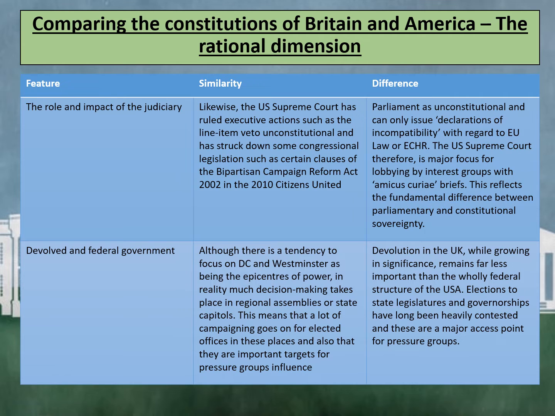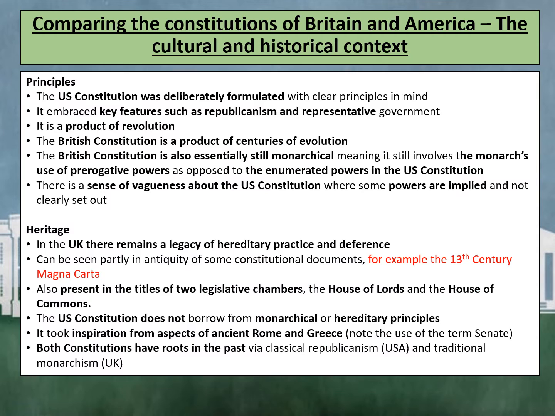Finally, we have the feature of devolved and federal government. Although there is a tendency to focus on DC and Westminster as being the epicenters of power, in reality, much decision-making takes place in regional assemblies or state capitals. This means that a lot of campaigning goes on for elected officers in these places, and they are also important targets for pressure groups to influence. A difference is that devolution in the UK, whilst growing in significance, remains far less important than the wholly federal structure of the US. Elections to state legislatures and governorships have long been heavily contested, and these are major access points for pressure groups.